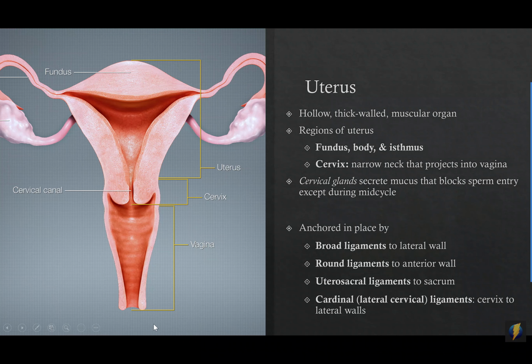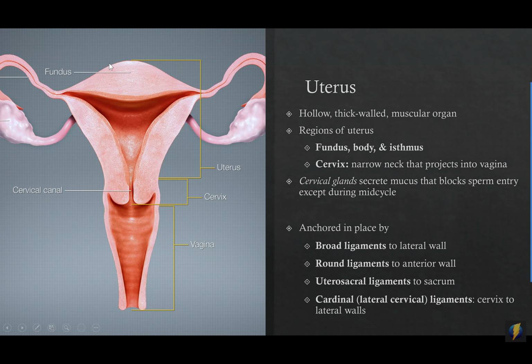comes in through the vagina, because the vagina is the copulatory organ, the sperm have to swim through the vagina, through the cervix, through the whole of the uterus, and then finally into the uterine tube in order to actually connect to the oocyte and fertilize the oocyte. So the uterus is a hollow organ, very thick-walled, very muscular.